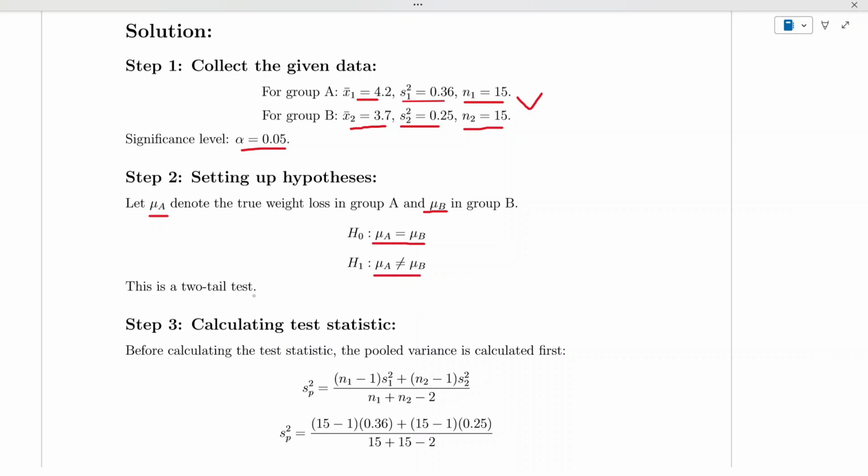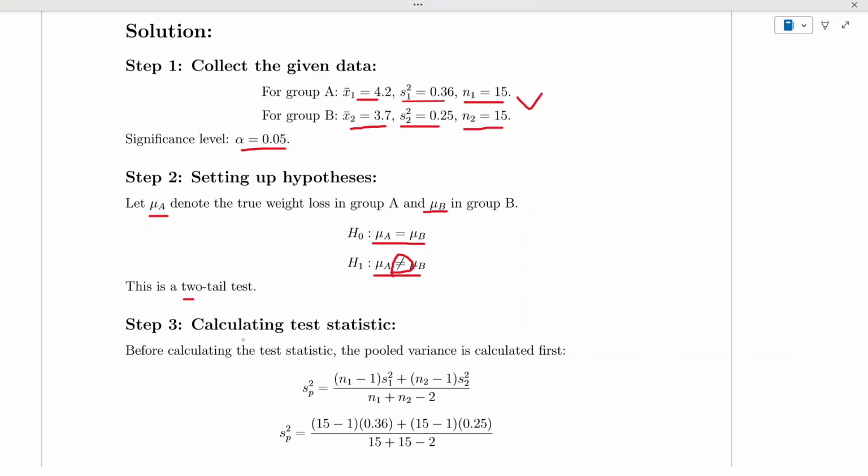Now, this is a two-tail test. If you do not know how to decide the tail of the test, you can put a comment in the comment box, and we will create a separate video on that. For now, you can remember that if the alternative hypothesis has a sign of not equals to, then this is a two-tail test. Okay, now we proceed to the third step.